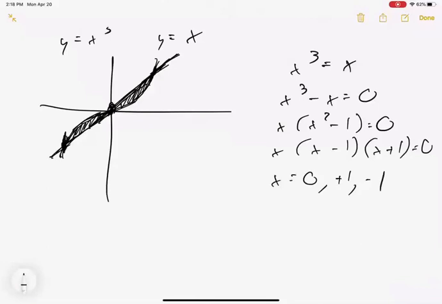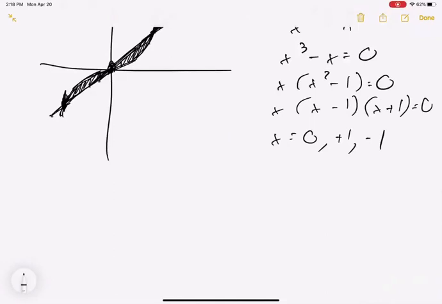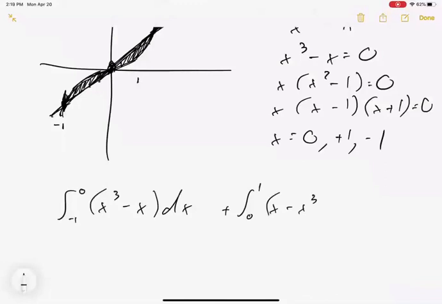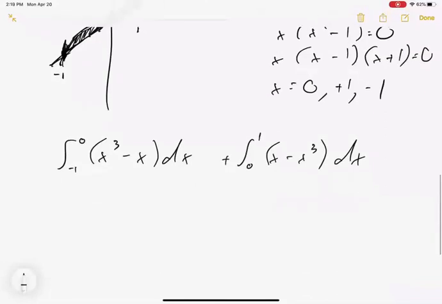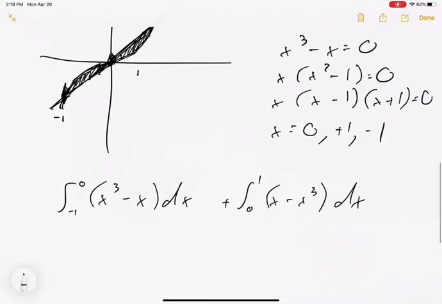So these are my points of intersection: my curves intersect at x equals -1, x equals 0, x equals +1. Looking at x equals -1 to 0, x cubed is on top. So the area there should be given by the integral from -1 to 0 of x cubed minus x dx. And then the right piece should have this integral, x minus x cubed dx. So I need to divide my problem up into two integrals and solve both of those to get my area.